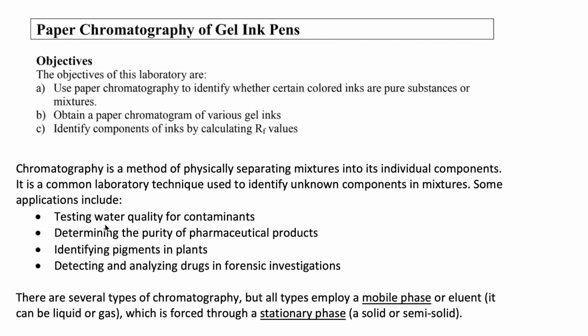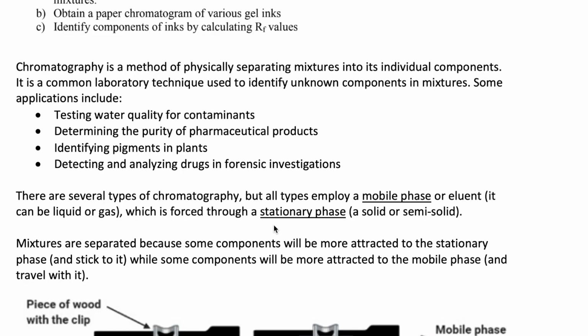For example, you can test your water for contaminants and ions, or determine whether drugs, cosmetic products, or other pharmaceutical products are pure or not, as well as the other applications listed here. Chromatography has two different components, called a mobile phase and a stationary phase. A mobile phase is a phase that moves during the experiment, so this could be a liquid or a gas. The stationary phase is the phase that stays fixed during the experiment, so it could be a solid or semi-solid.